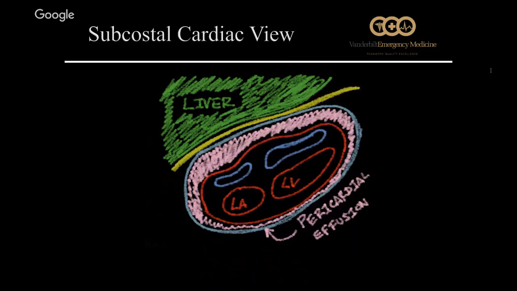And then obviously, as the pressure increases inside the pericardium, this is what tamponade will look like as we start to compress on the right side of the heart, which has thinner walls. Next slide.